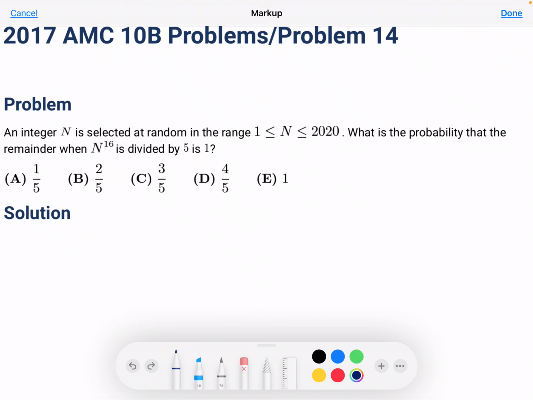So when something's evenly divisible by 5, that means its ones digit is either 5 or 0. And if we want a remainder of 1, we would need a ones digit of 6 or 1.